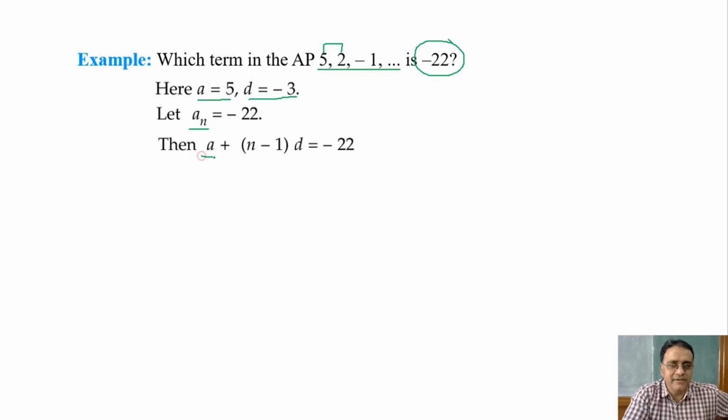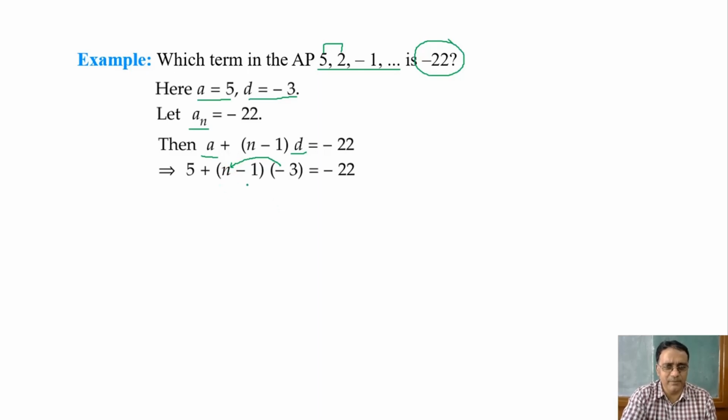Now substitute the values of a and d here. a is 5 and d is minus 3. Now multiply minus 3 into this, so it becomes minus 3n plus 3. Whether this step is clear? Yes, sir. Okay. Now what will we do?